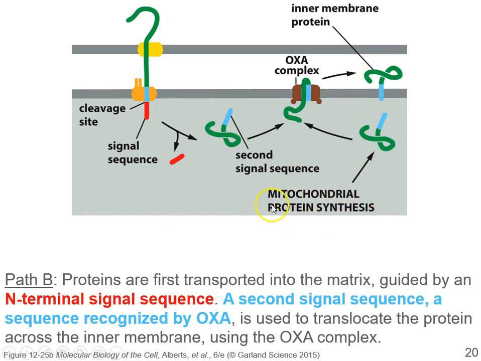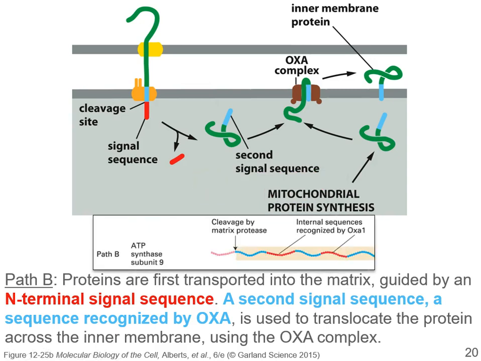So OXA is needed because remember, in the matrix we have ribosomes where the mitochondrion is making its own proteins. So those proteins need to get to the inner mitochondrial membrane too. So OXA helps with that as well. And here's an example. This is ATP synthase. So again, this is involved in oxidative phosphorylation. This would be the enzyme that couples ADP and phosphate to make ATP during electron transport. And again, this shows that for this particular protein, there's its signal sequence. This actually has two sequences recognized by OXA. So that's going to have two membrane spanning domains.